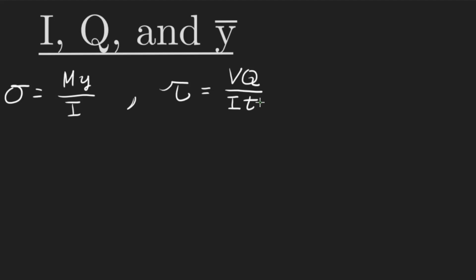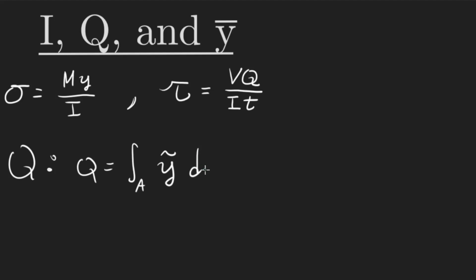So real quick, I just want to talk about these quantities I, Q, and y because they show up in these equations. We've talked about them, but it may not be clear from a computational perspective what exactly we're going to do. Let's start with Q. If you remember, Q is called the first moment of area. It's defined as the integral over our area of y tilde dA. Basically, we're summing up the y of the centroid times dA.